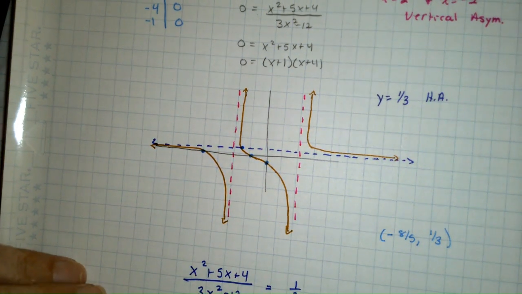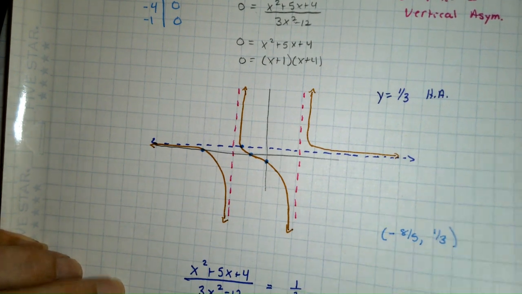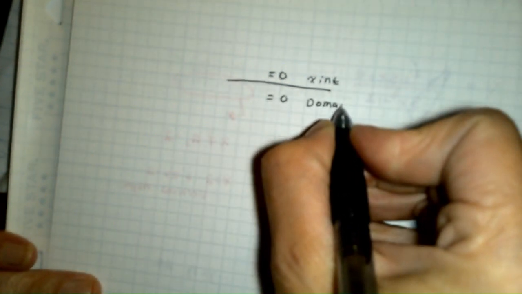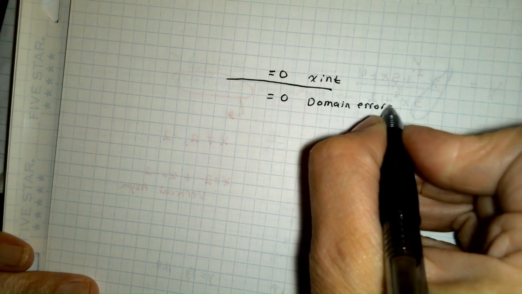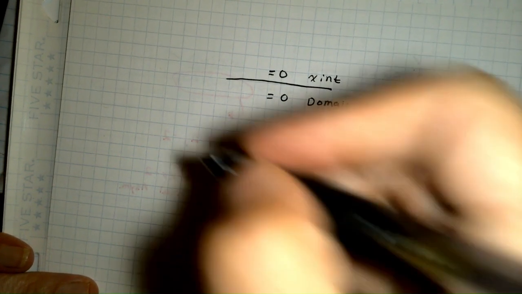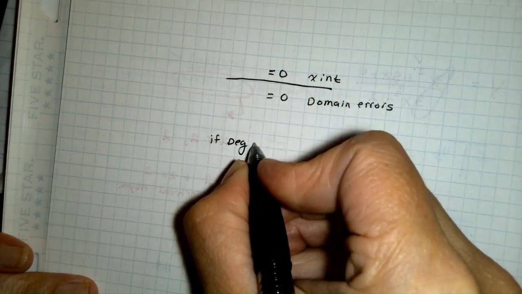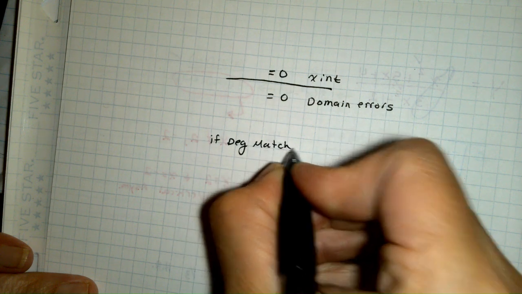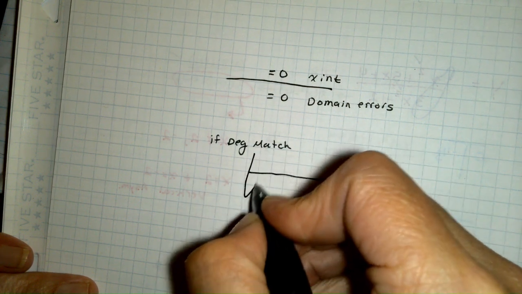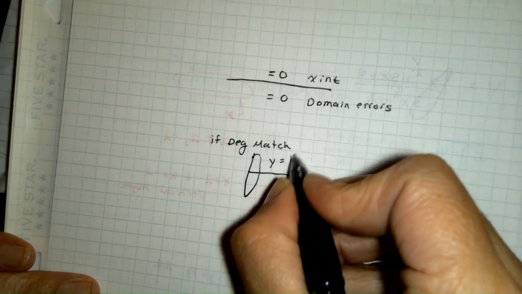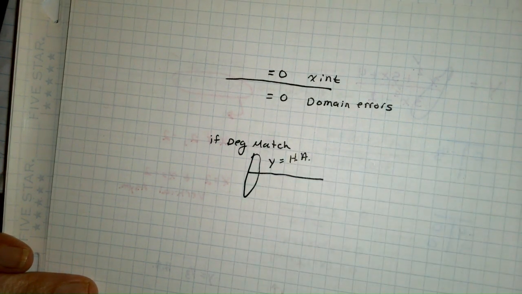So thinking about it from a fraction standpoint, when the top equals 0, you have x-intercepts. When the bottom equals 0, you have domain errors. If degrees match, then those lead coefficients are your horizontal asymptote.